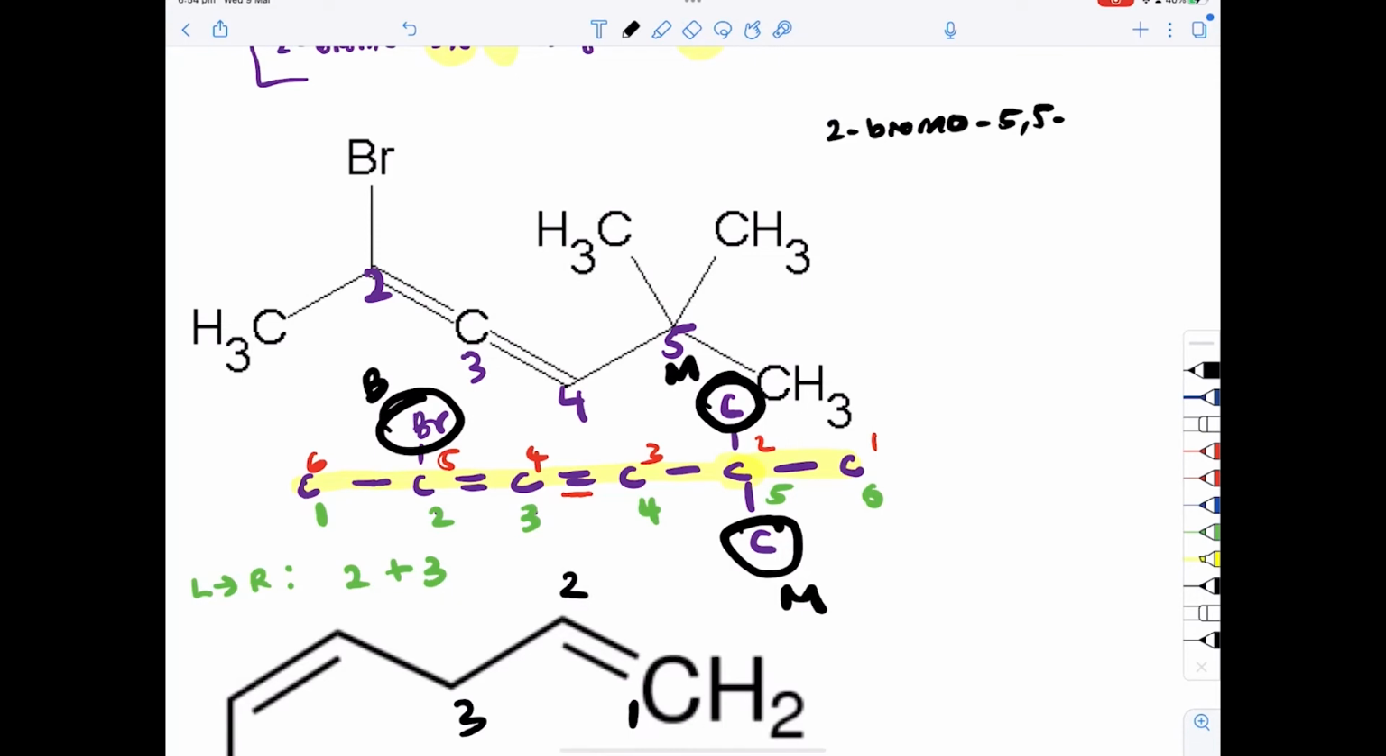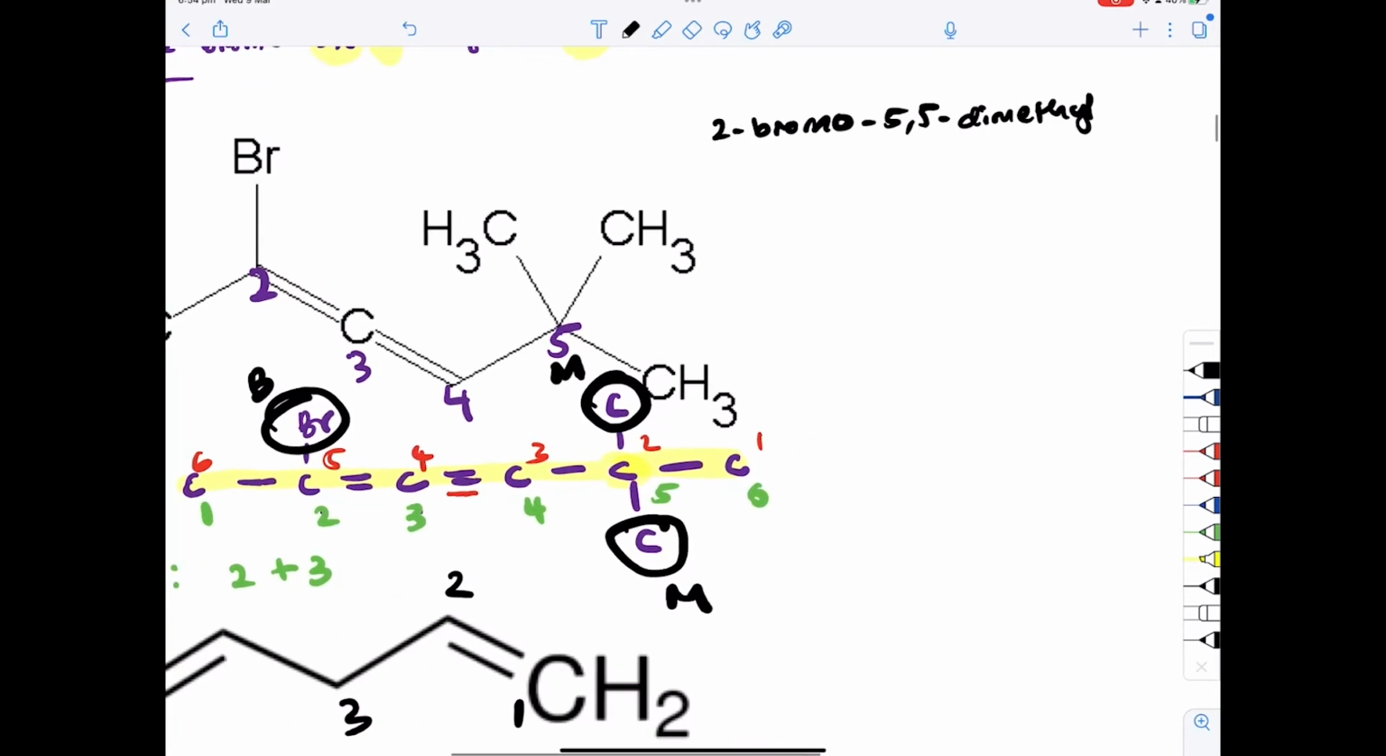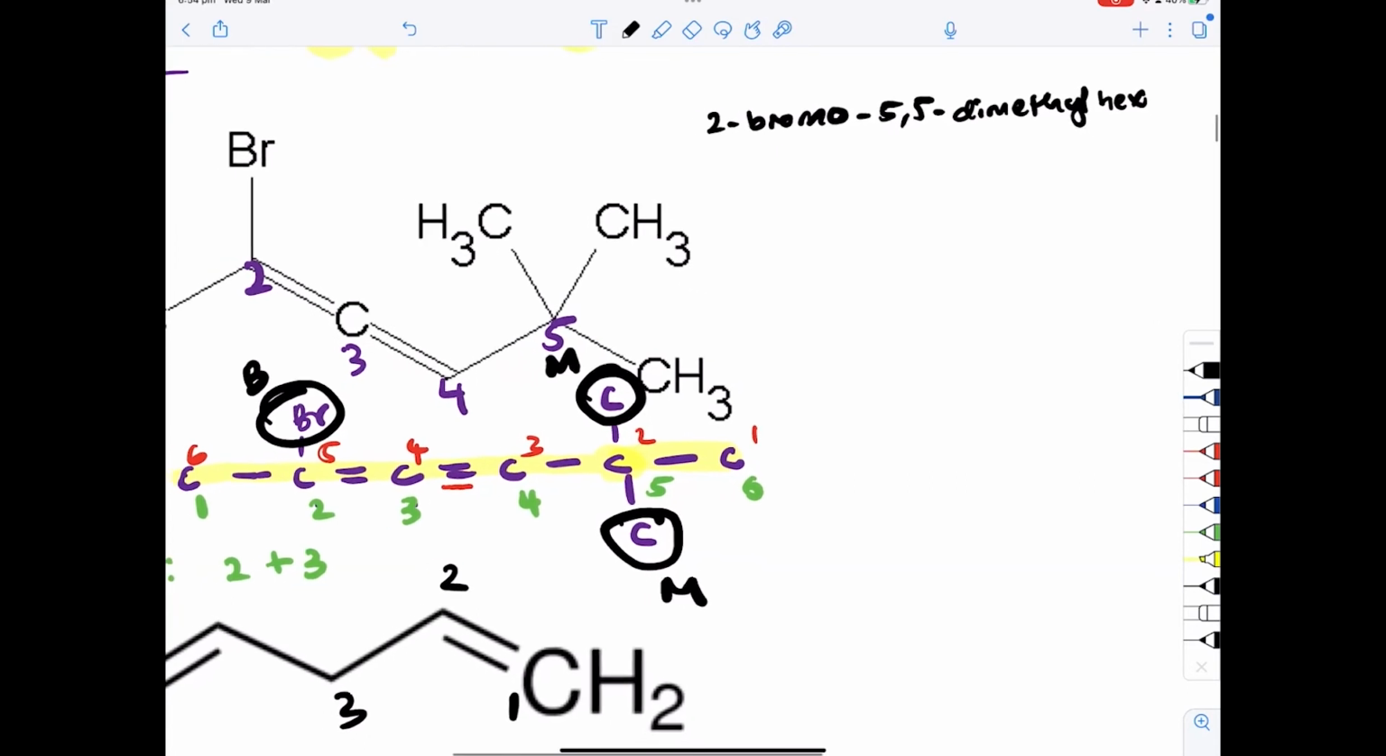And since there's two methyl groups, what am I going to put in front of the methyl? Di. Good. Dimethyl. And then I ask myself, are there any more alkyl groups? No. So now I can name the main chain. The main chain is 6 carbons. What's the prefix for 6, Maya? Hex. Good. Hex. 1, 2, 3, 4, 5, 6. Very good.